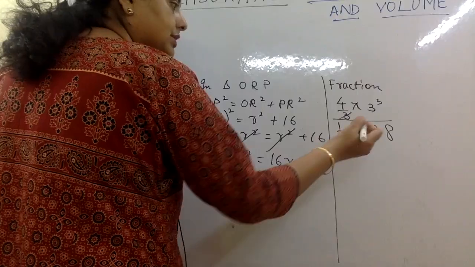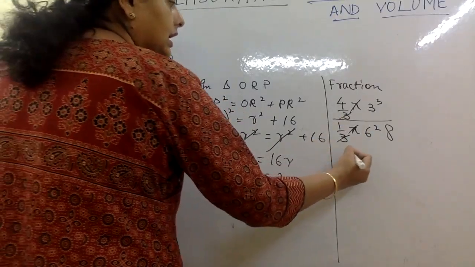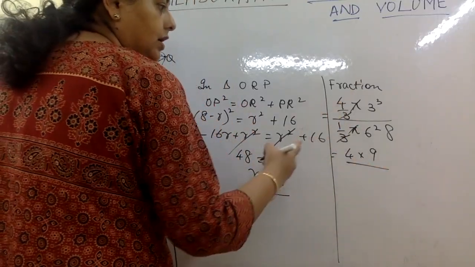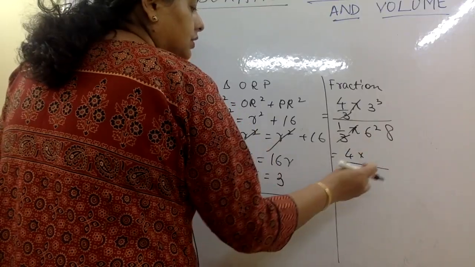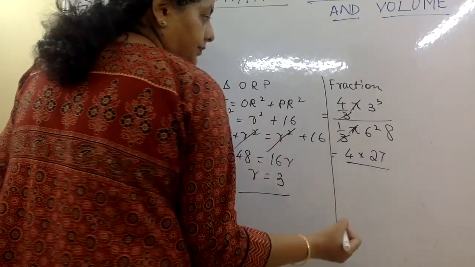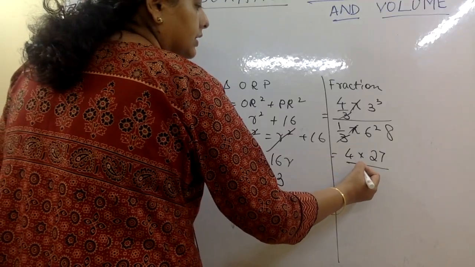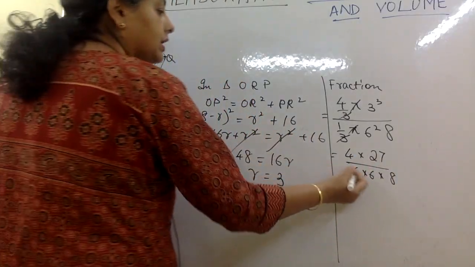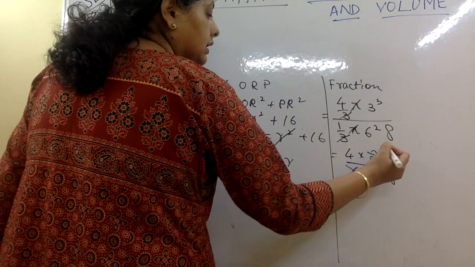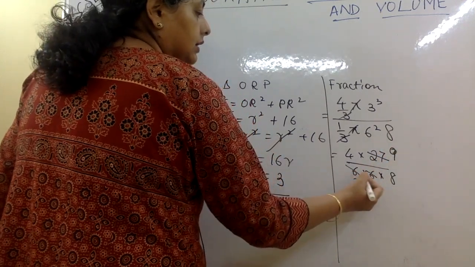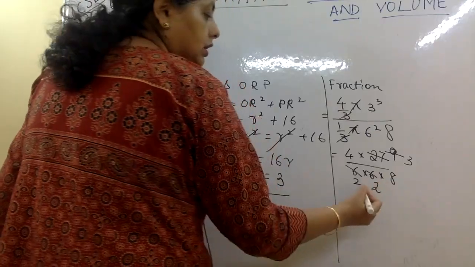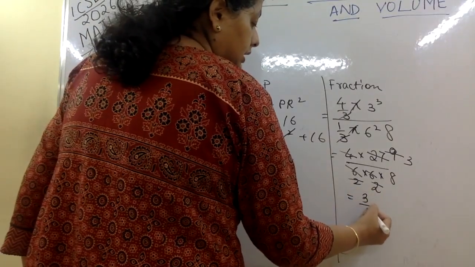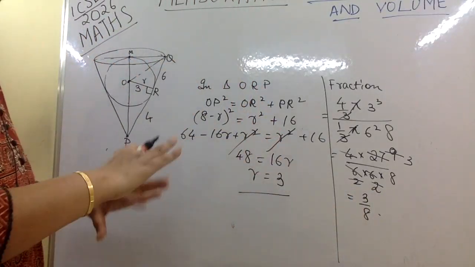Let me cancel out these because they will cut out anyway. Then I have 4 into 27, and here I have 6 into 6 into 8. So 3, 2, 3, 9, and 3, 3 and 3, 2. 2 and 2 go with a 4. So 3/8 is the fraction. 3/8 fraction of the water overflows.